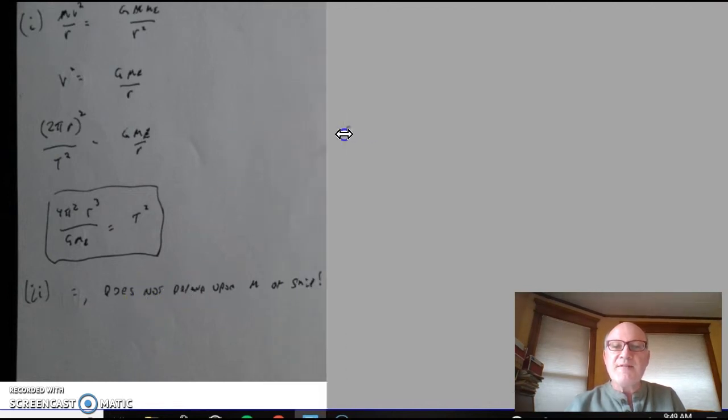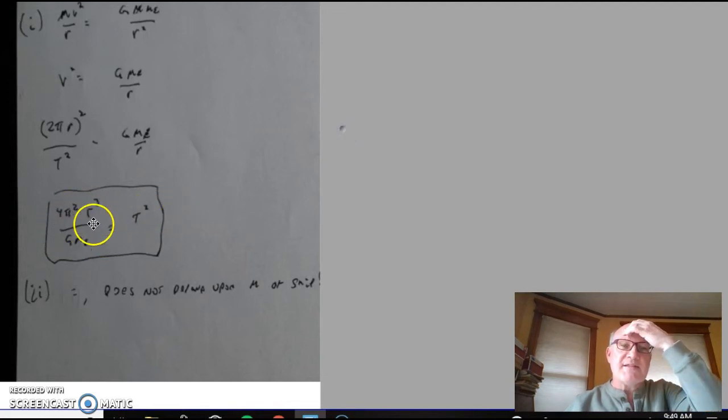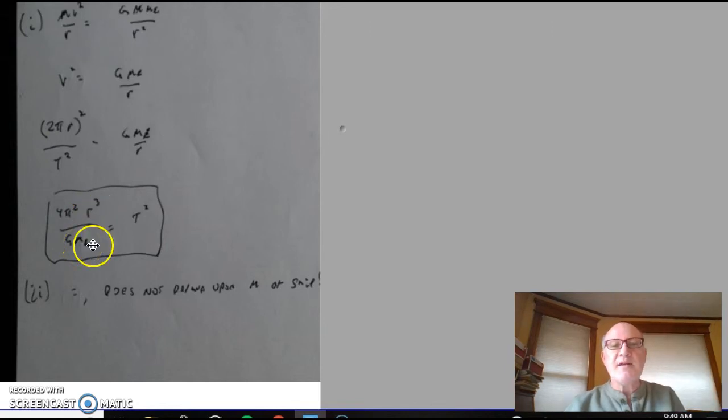the mass of the ship is not involved in here at all. So the fact that it's at the same radius and is around the same planet means that it's going to have the same period. The period is equal to the previous period because the period does not depend upon the mass of the ship. So that was the end of part B of that question.